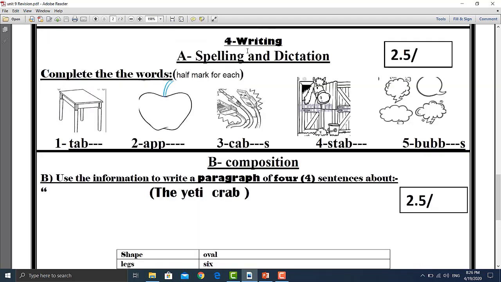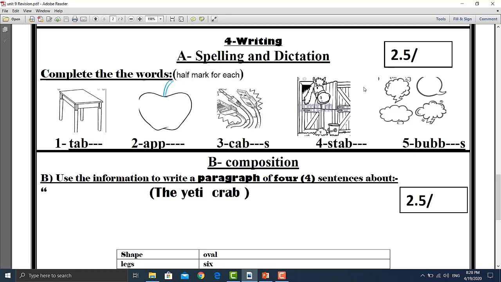Now to the last part of our revision today, which will be writing. In the writing section, we have two parts, to complete the spelling part and the paragraph part. Let's start with the spelling part. A, spelling and dictation. Complete the words. Number one, we have two missing letters in every word. Do you remember the spelling from unit 9?